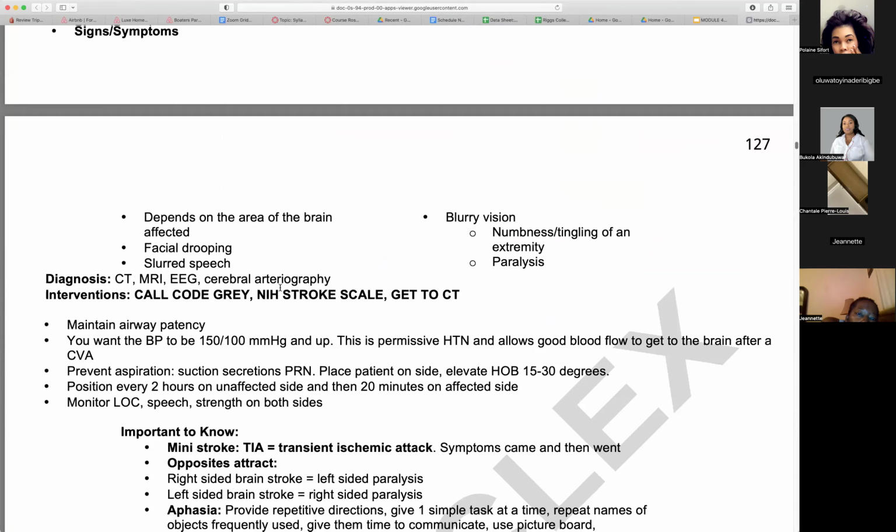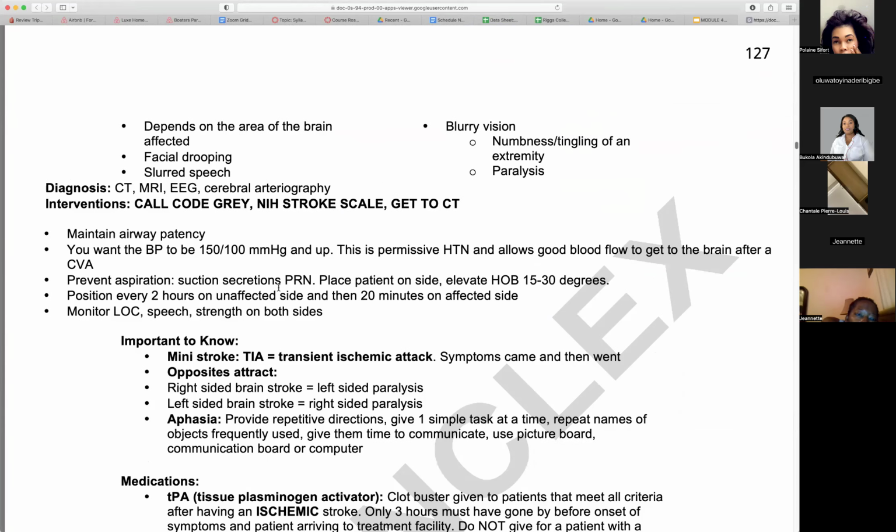So the signs and symptoms, remember, depend on the area of the brain, but the common signs and symptoms of stroke are facial drooping, slurred speech, blurry vision, numbness and tingling, and paralysis. Remember, your priority is to get the patient to CT as soon as possible so that they can diagnose if the patient is having a stroke and what type of stroke it is. Now, you want to maintain airway patency.